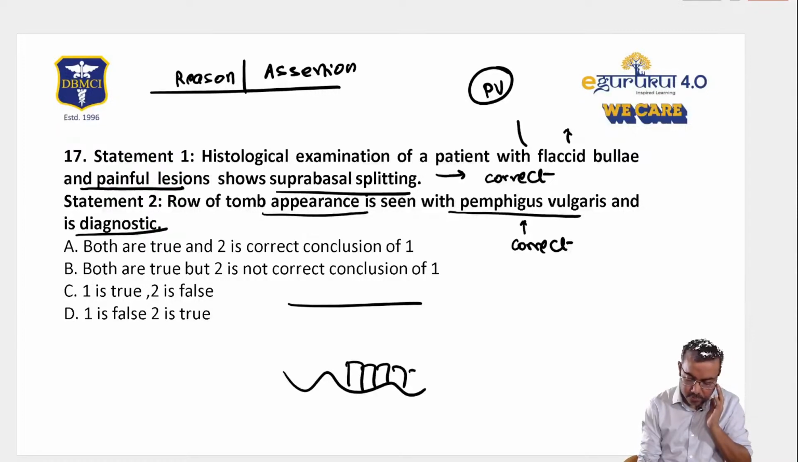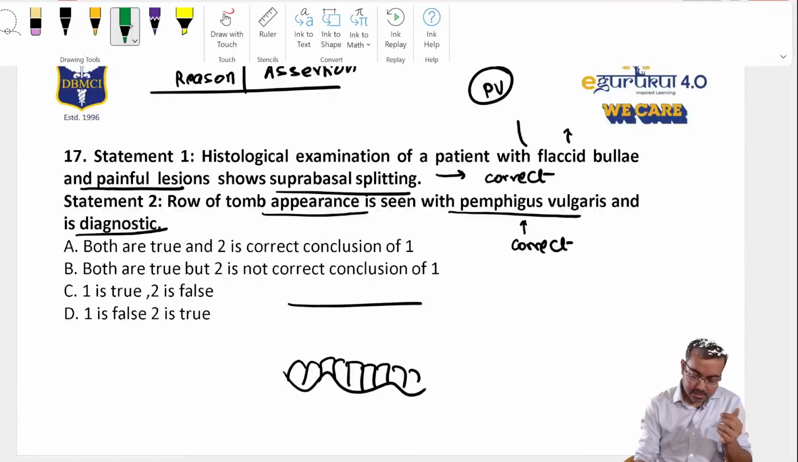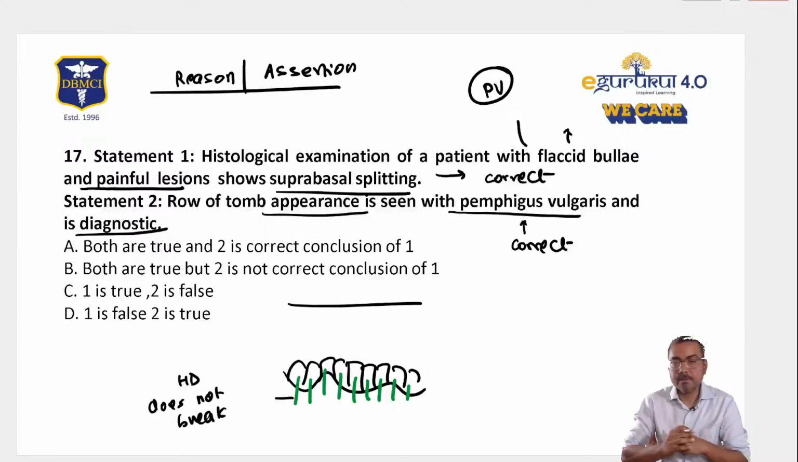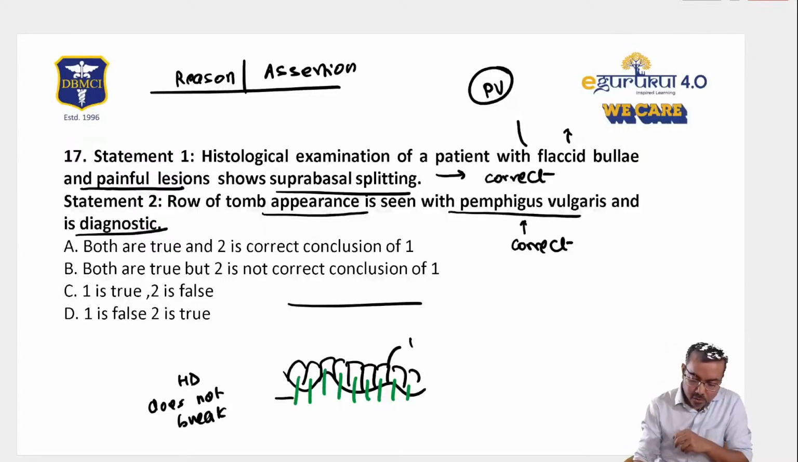Now the row of tombstone is because the hemidesmosome doesn't break. Are you with me on this, please? Hemidesmosome does not break. Everybody okay with this? And the desmosome breaks. This desmosomal breakage gives you suprabasal blisters.